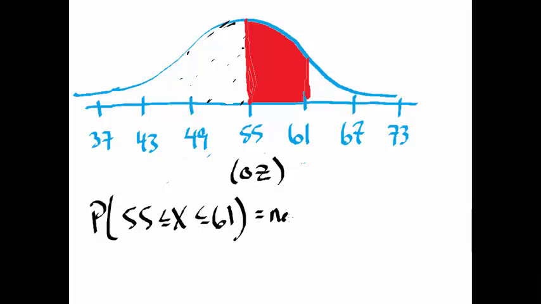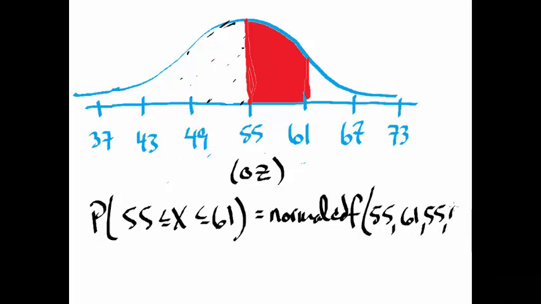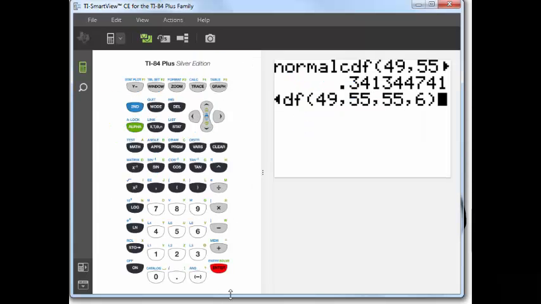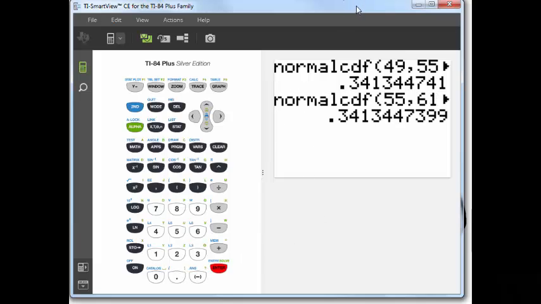If I put in normal CDF, 55 is my left endpoint, and then the right one, and then the mean, which is 55, and standard deviation of 6. Sure enough, let me just do second entry, and I've got the same mean, 55, and 6. I just need to change my left and right endpoints to 55, comma, 61, and guess what? You get exactly the same thing as we got before, 0.3413 approximately.